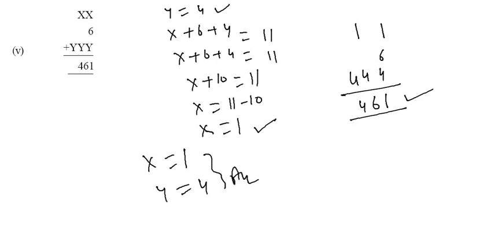Let us see the next question. 2pq plus pq1 is equal to q18. Let us see how we can do this. In this question, as you know, q plus 1 is equal to 8. So q is equal to 8 minus 1. That means q is equal to 7.